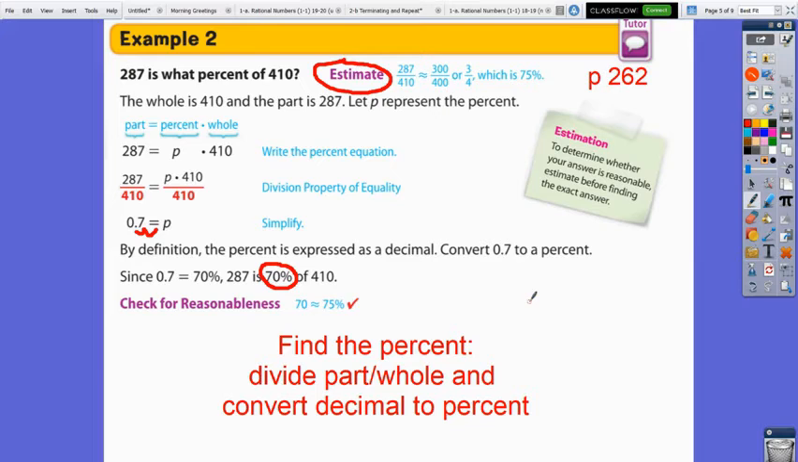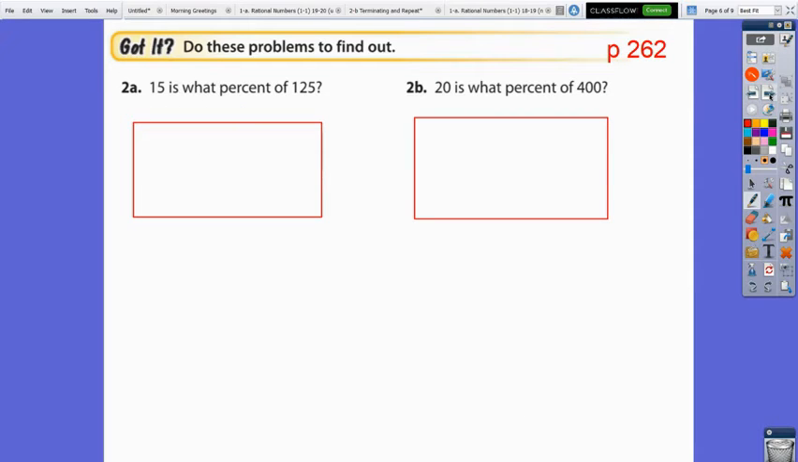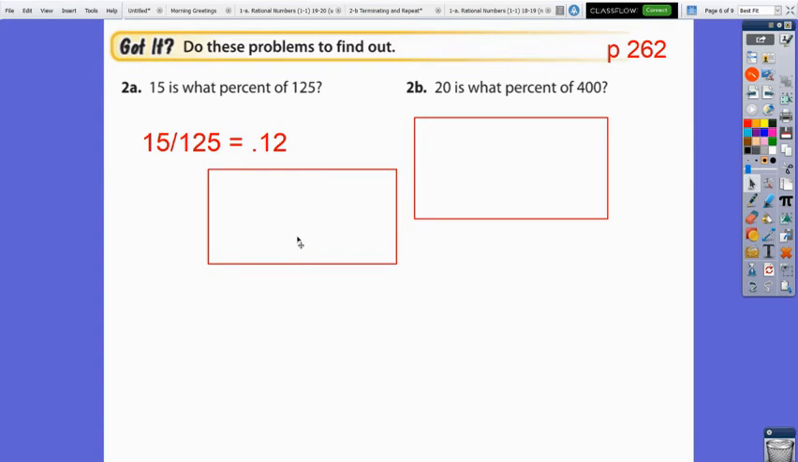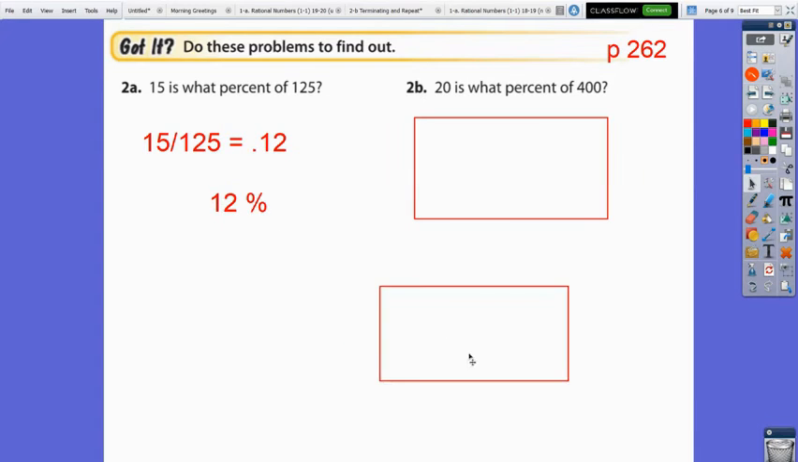Okay, so again, this is a very quick way to find the percent when you're given the part and the whole, like a test score. So you got 15 out of 125. What percent is that? In your calculator, you are going to do 15 divided by 125 as a decimal. You get your answer, which will be the decimal form, 0.12. And so that's 12%. 15 out of 125, 12%.